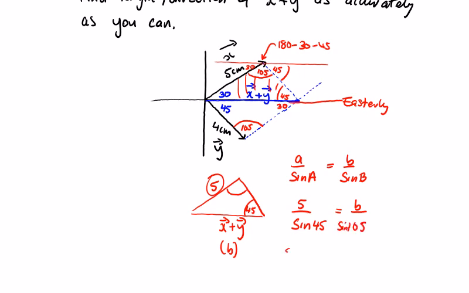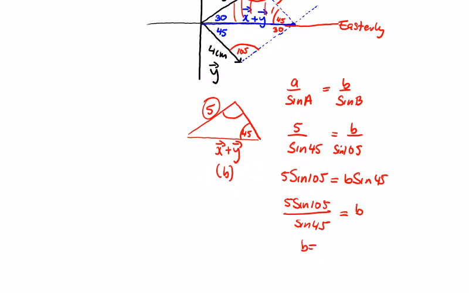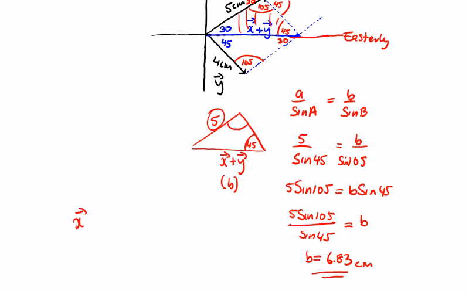And that should be sine. So 5 times the sine of 105 is equal to b times the sine of 45. As higher level students, you're going to be able to just skip that line and just write 5 sine 105 over sine 45 is equal to b. So if you type this into your calculator, b comes out on my calculator, and it should be on yours too, as 6.83, and that will be in centimeters. So this vector x plus y is equal to 6.83 centimeters in an easterly direction.